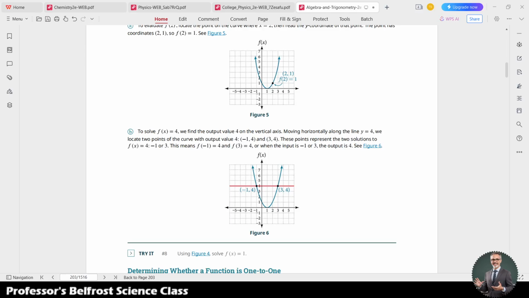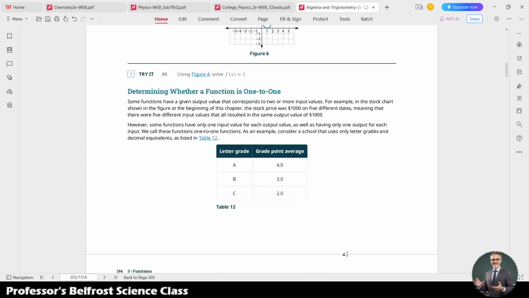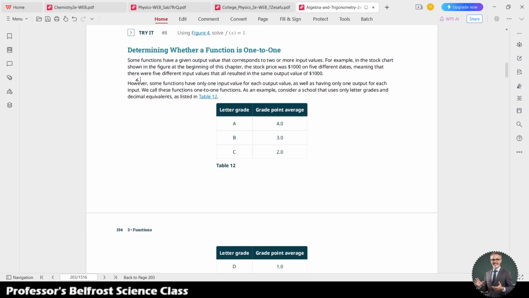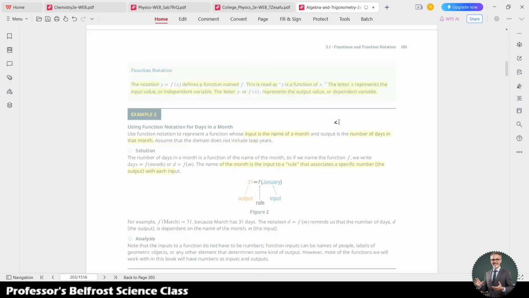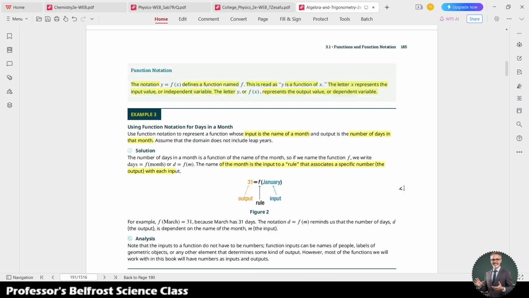Okay, so let's continue on. Here, determining whether a function is one-to-one. Some functions have a given output value that corresponds to one or more input values. For example, in the stock chart, in the figure at the beginning of our chapter. Maybe let's see if I can show you again. Oh, I'm sorry. Yeah, this one. You see this one?